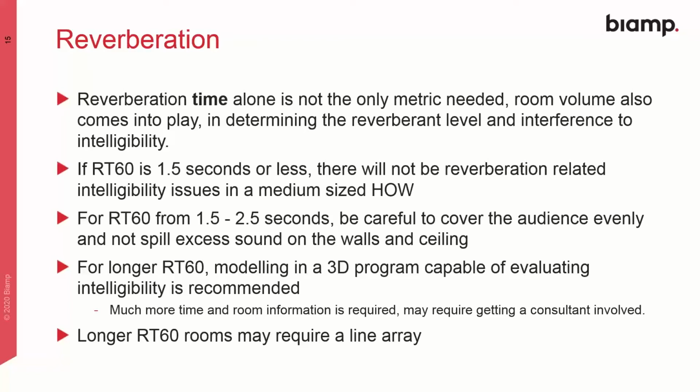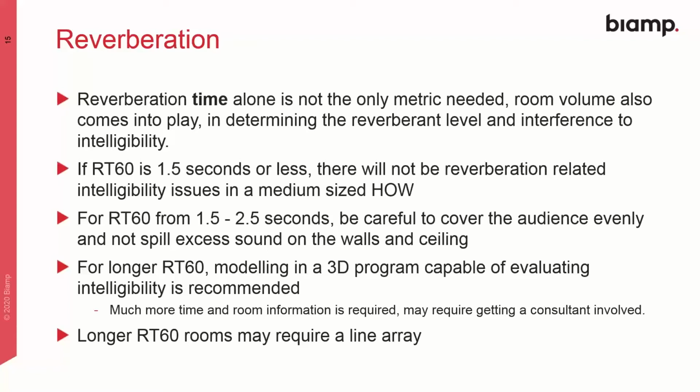In the following points, I'm talking about a medium-sized house of worship, a church from 200 to 500 seats, something in that range. If the RT60 is 1.5 seconds or less, there will not be reverberation-related intelligibility issues. If the RT60 is 1.5 seconds to 2.5 seconds, then you've got to be a little more careful. Make sure you cover the audience evenly. Don't spill excess sound on the walls and the ceiling. For longer RT60, modeling in a 3D program capable of evaluating intelligibility is recommended.